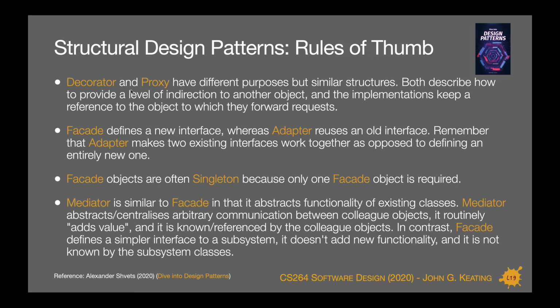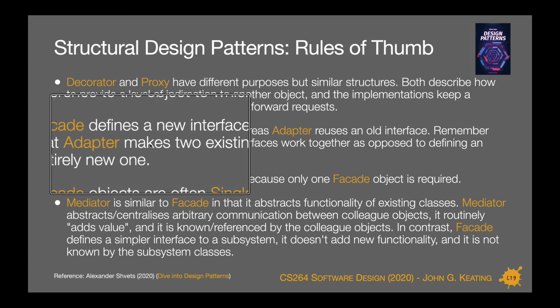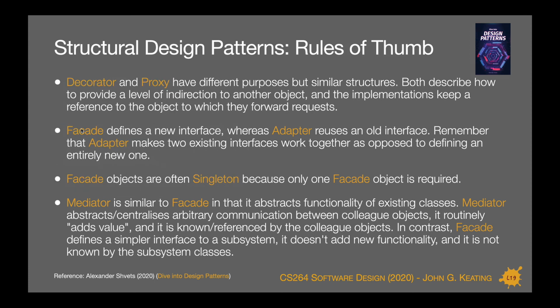So the decorator and proxy patterns have different purposes, but they have similar structures. They both describe how to provide a level of interaction to another object, and the implementations keep a reference to the object to which they forward requests. Okay? Facade, as it implies, defines a new interface. Adapter reuses an old interface. So an adapter makes two existing interfaces work together as opposed to defining an entirely new one.